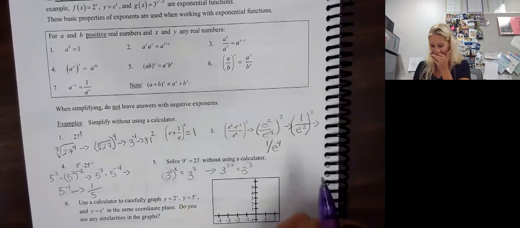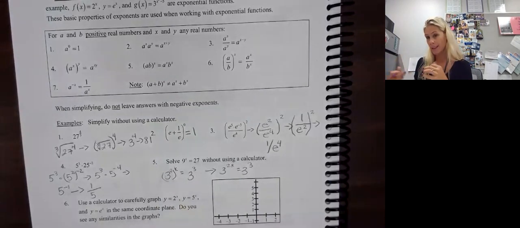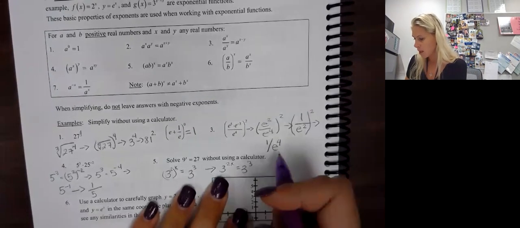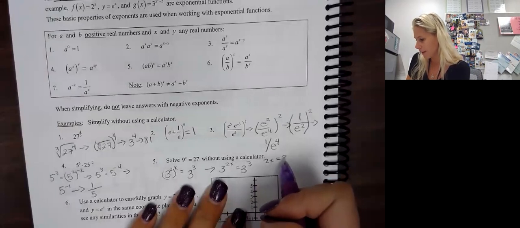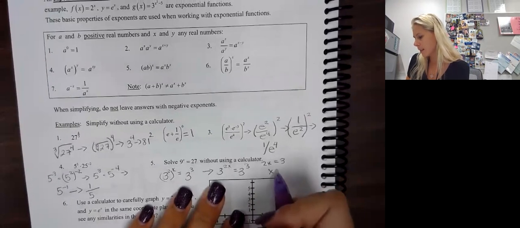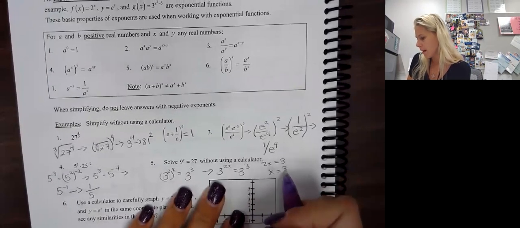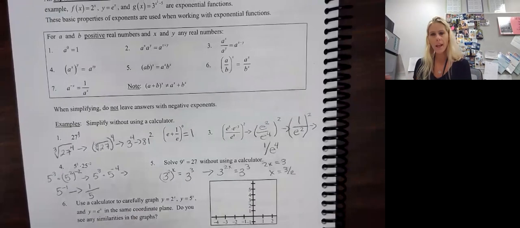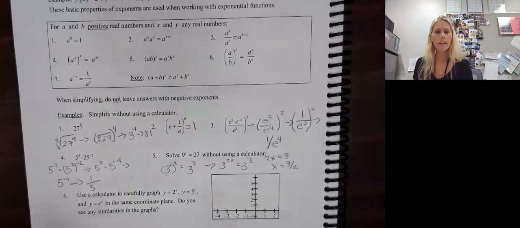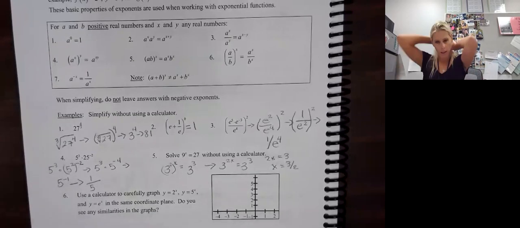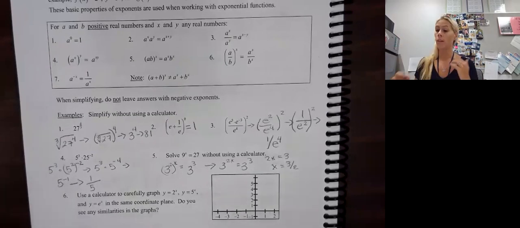Now, because they have the same base, I can just focus on the exponents. So 2x must equal 3. So x equals 3 halves. Okay, and those are little tricks. Hopefully this sounds familiar. Okay, number 6 here, we're going to use the calculator to graph these functions.